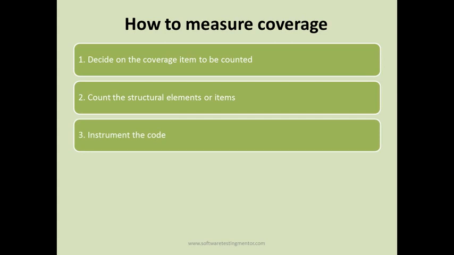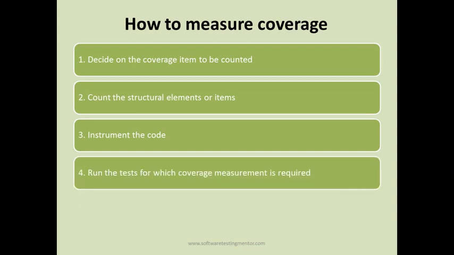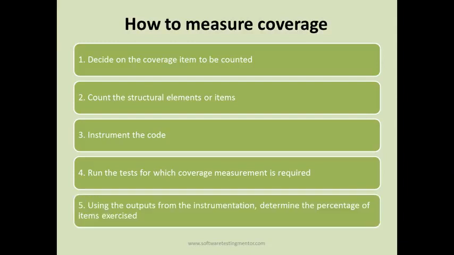Then you need to instrument the code. In white box testing, code coverage measurement is mostly done by tools. Tools are intrusive in nature, and you can instrument the code in order to find the coverage of elements or items. So the third step is to instrument the code, and then you run the tests for which the coverage measurement is required against the instrumented code. Finally, using the output from the instrumentation, you determine the percentage of items that have been exercised. These are the simple steps to measure the coverage of items.